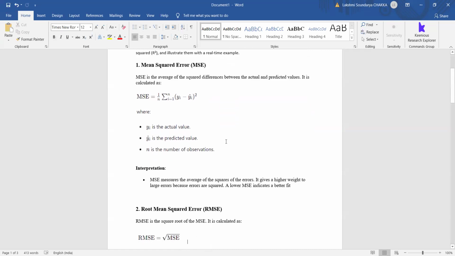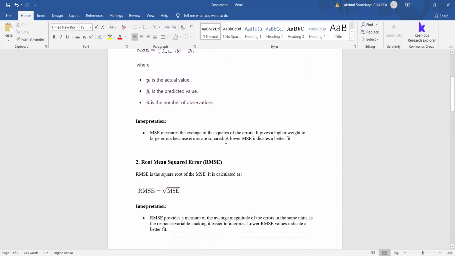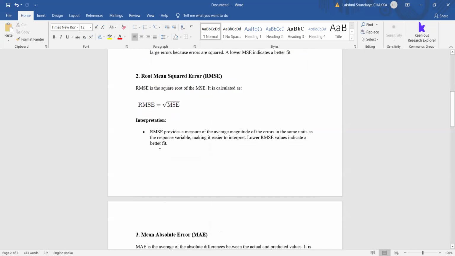Next, we are seeing the root mean squared error. It's easy. We already have the value of MSE, so what we're going to do is just take the square root of it. Here, RMSE is the root mean squared error. It provides us a measure of the average magnitude of the errors, which has the same units as the response variable. It is easier to interpret, and a lower RMSE value means a better fit. We already know a lower MSE is a better fit, and in RMSE also a lower value means a better fit.